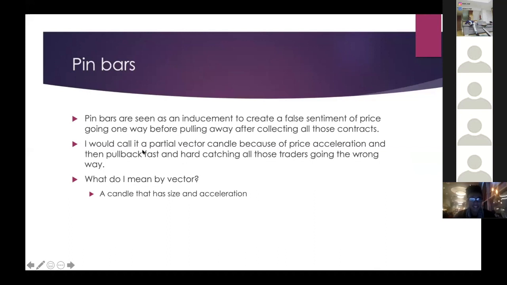So in my eyes, I'd call it a partial vector candle because of price acceleration and then the pullback fast. The vector I'm talking about is a candle that has size and acceleration at the same time. Why I call it a partial one is because it's done the vector. I'll show you here. It's done the vector.